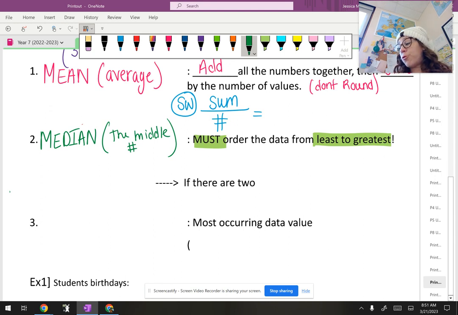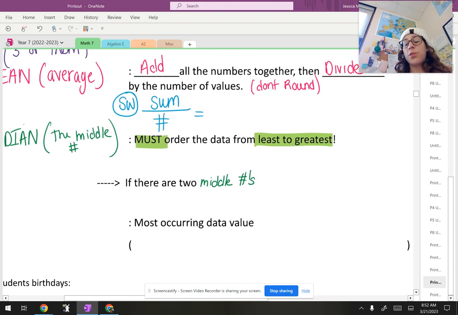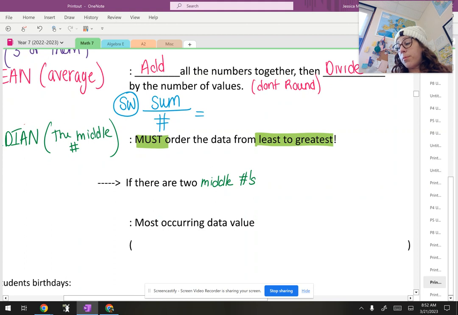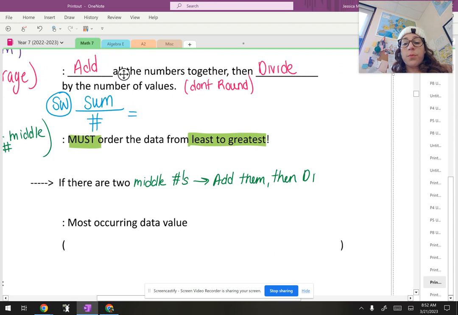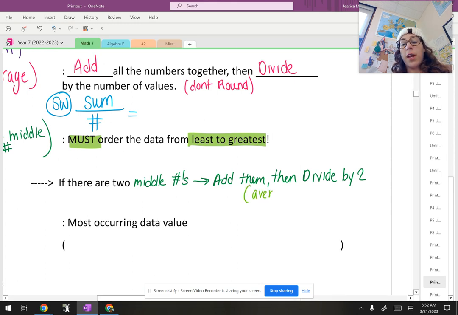If on the chance that you have two middle numbers or two medians, what you do here is you just find the average of them. You're going to add them and then divide by 2. And again, the reason you're adding them and dividing by 2 is because you're finding the average of the two in the middle. You're finding the middle of the two middle numbers.